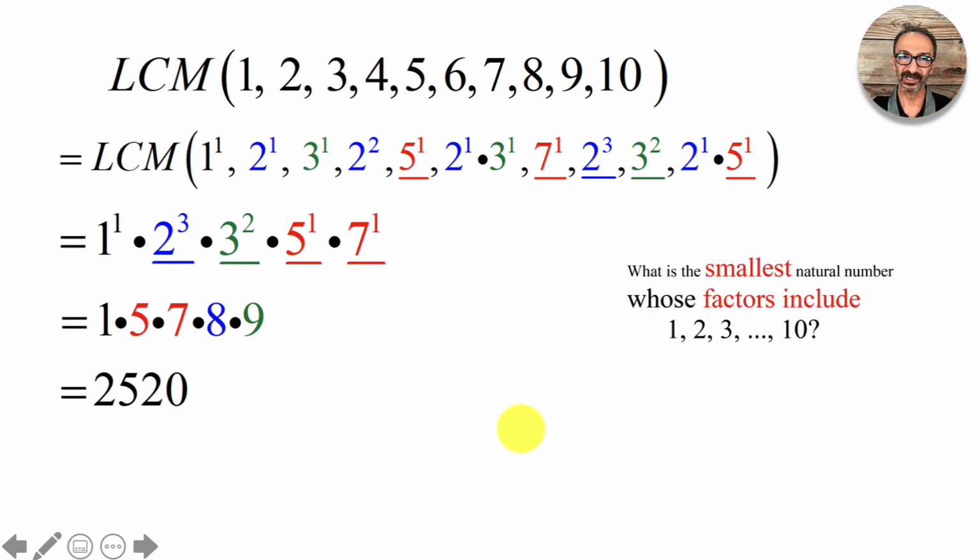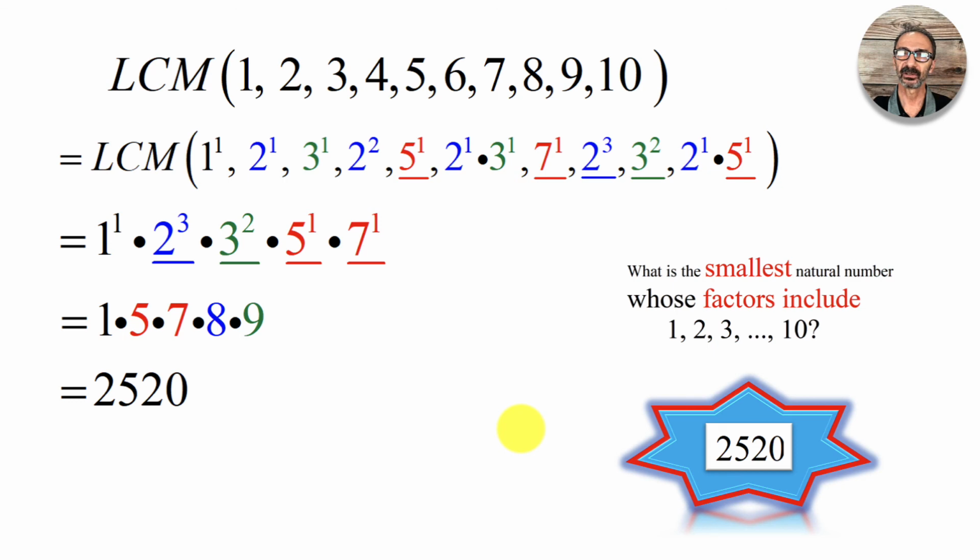So what's the answer for this problem? What is the smallest natural number whose factors include 1 and 2 and 3 all the way to 10? The answer is 2520. So without analyzing it this way, it's kind of hard to find this number. You don't want to just do it by guessing. It's an idea of prime factorization and looking for the least common multiple. That should do it for this video. It's about 6 minutes and I think it's good enough.